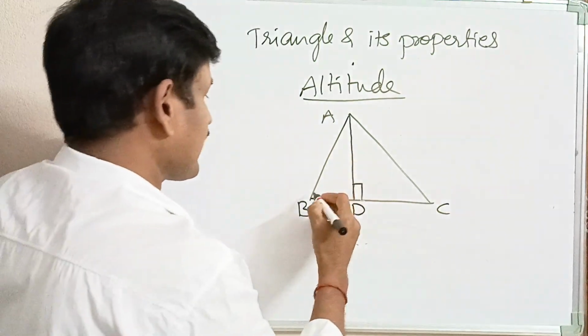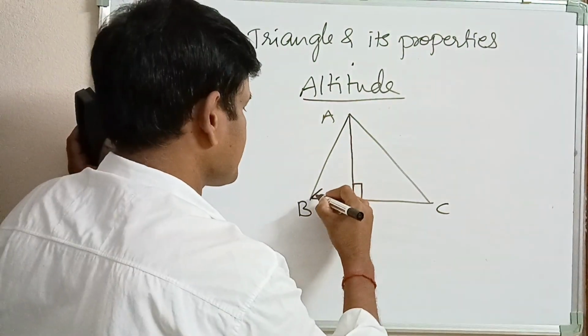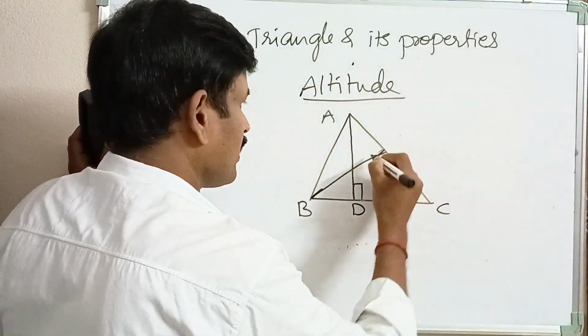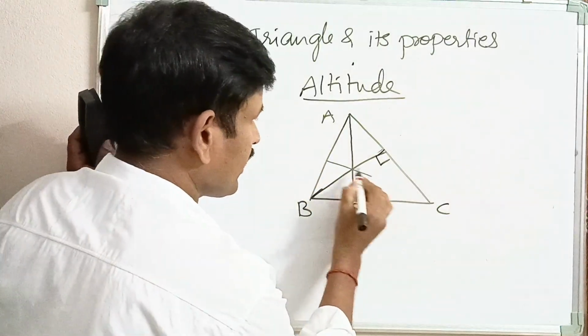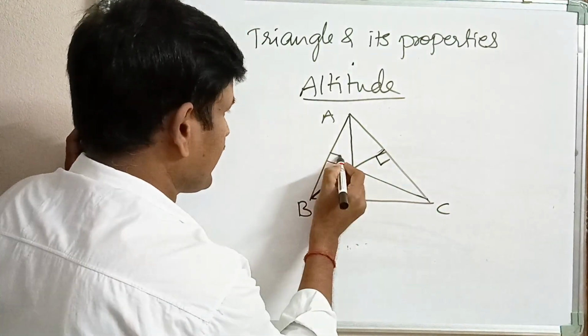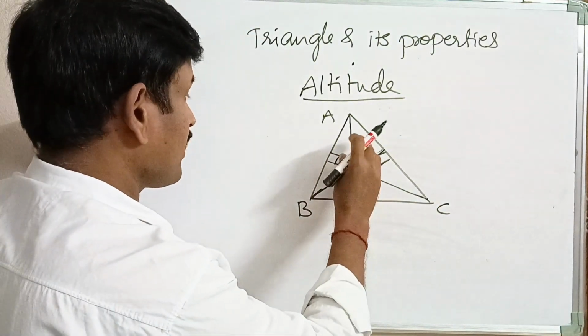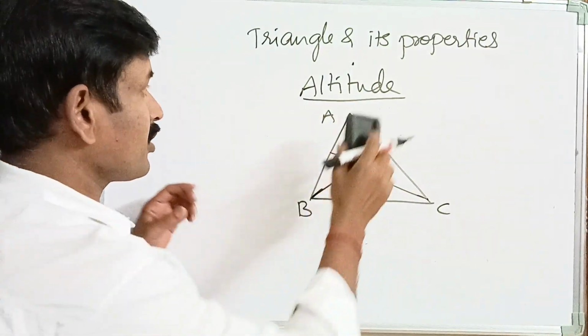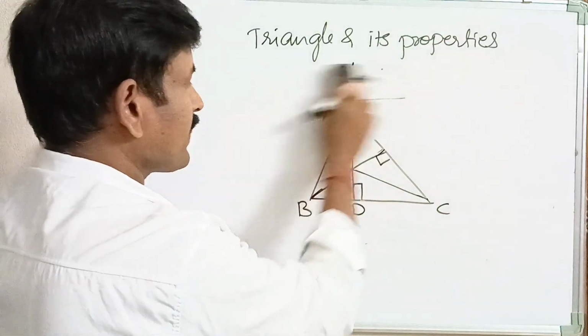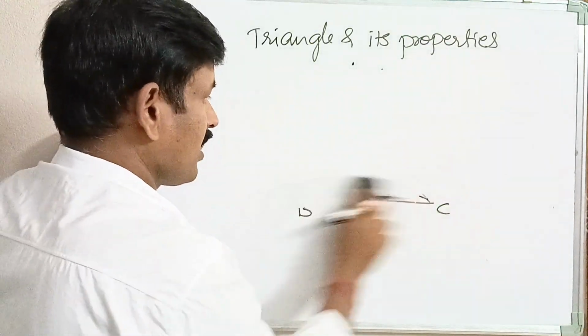Here also, a triangle has three altitudes: from B to its opposite side AC, a perpendicular line segment, and from C to its opposite side AB. All these three are altitudes of a triangle. But here, do you notice anything? What is the difference between a median and an altitude?